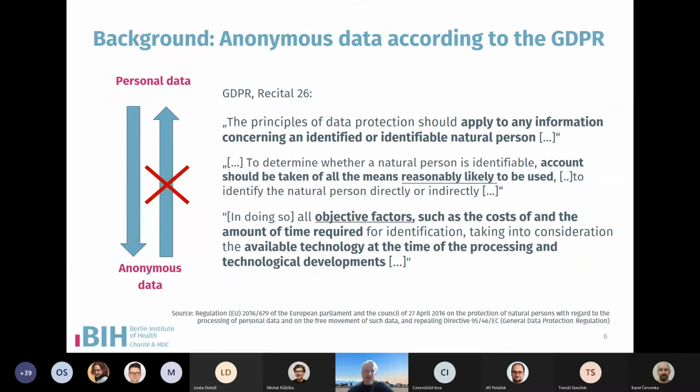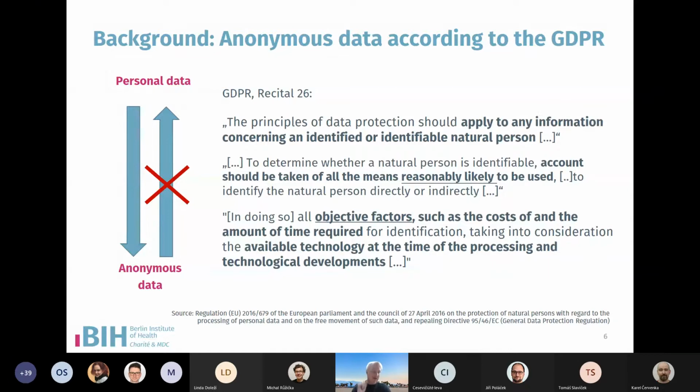So what is anonymous data according to the GDPR? This is also quite interesting because the term anonymous data is not really defined in the GDPR, but what is defined in the GDPR is personal data. And then anonymous data is defined implicitly by being the opposite of personal data. So it's important what personal data is according to the GDPR, and there we can take a look at, for example, recital 26, which says that the principles of data protection should apply to any information concerning identified or identifiable natural persons. So the question is, what does it mean that somebody is identified or identifiable? There, recital 26 says that we should take into account all means that are reasonably likely to be used to identify a person directly or indirectly.